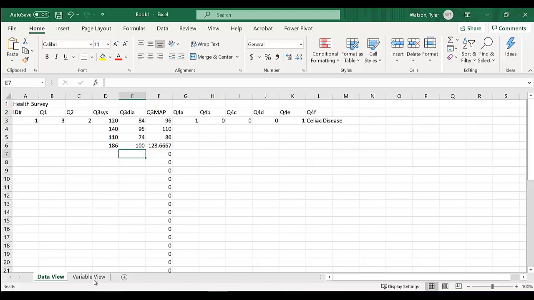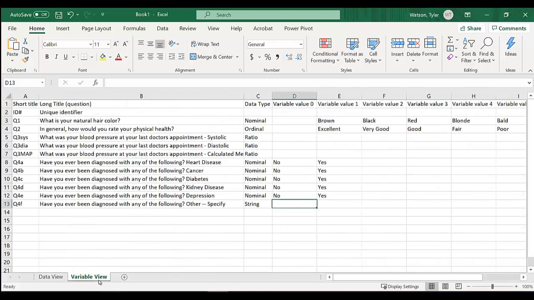You've now set up a code book with a data view, a variable view, nominal, ordinal, ratio, and string data types. And you've calculated a new transforming variable or calculated variable.